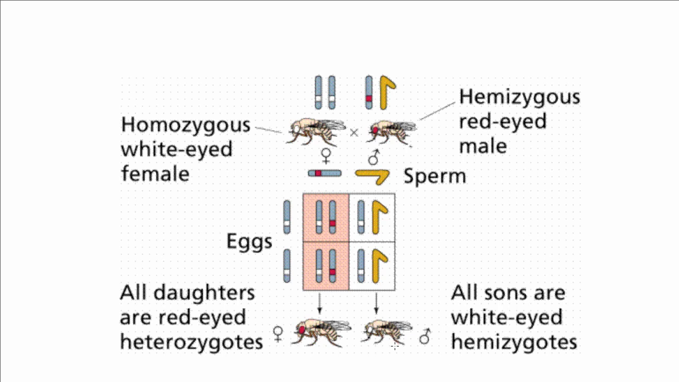And the sons receive a Y chromosome from dad, and then the chromosome that they receive from mom is the white-eyed. And so since they're hemizygotes, they express the white-eyed trait. And so the gender of the offspring really is linked to the trait that they exhibit. So this was certainly something that Mendel didn't encounter, and Morgan explained it.